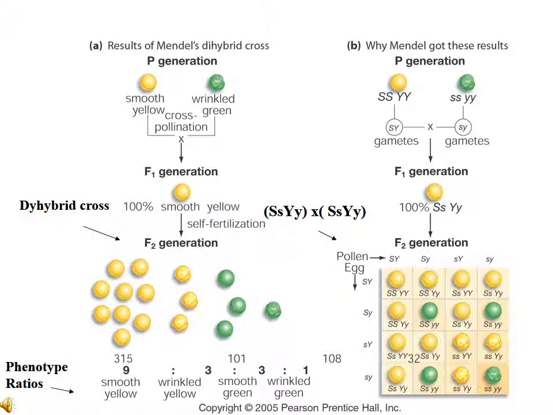Homozygous dominant for smooth and homozygous dominant for yellow. To your right, we're going to be doing a cross with a homozygous recessive. Two little s's, two little y's, and this is going to be wrinkled green. So we've got two characteristics again, color and texture.